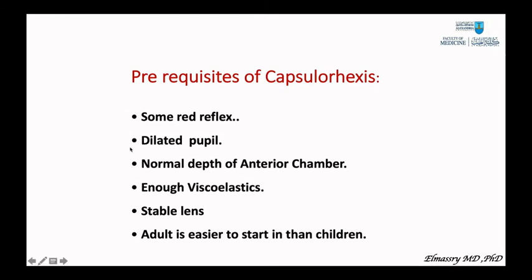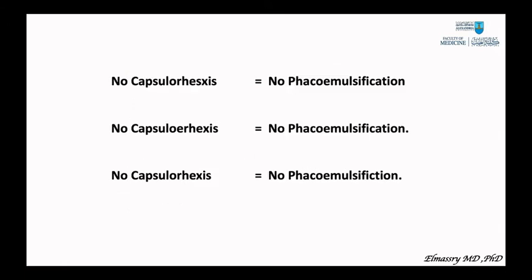well dilated pupil, normal depth of anterior chamber, enough viscoelastics, stable lens. And in adults, it's easier to start than in children. No capsular rhexis, no phacoemulsification. If you didn't do capsular rhexis, no phacoemulsification.